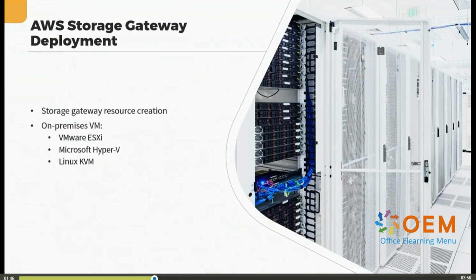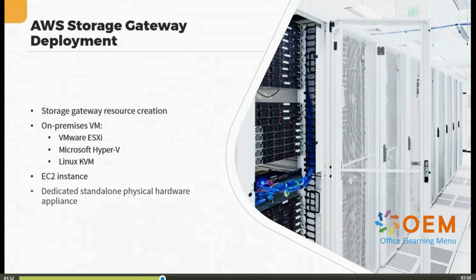You can also run the Storage Gateway appliance within an EC2 instance, or you can even go the physical route and have a dedicated standalone physical hardware appliance. Now, this would be supplied by Amazon Web Services. Either way, you need something running locally to serve as a cache in the Storage Gateway to present storage to on-premises servers and users.